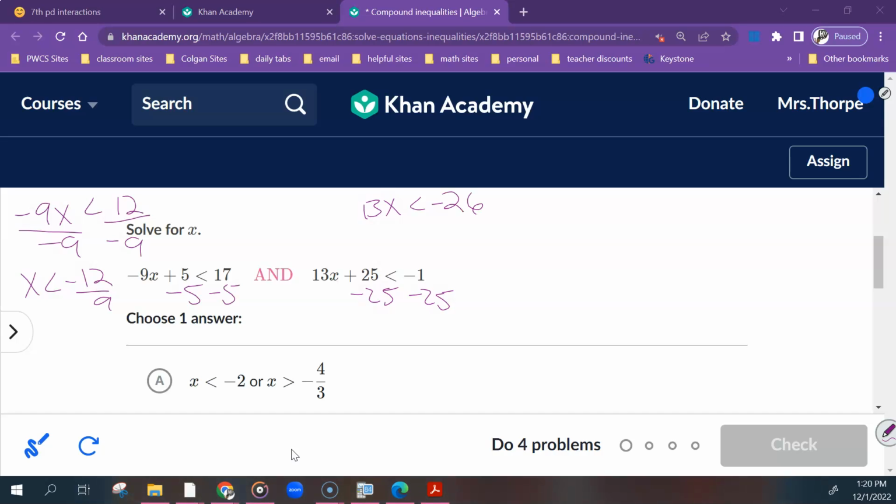Would you simplify the... Oh, yeah. Yes, you can write it that way. So divide both sides by 13. So x is less than negative 2.